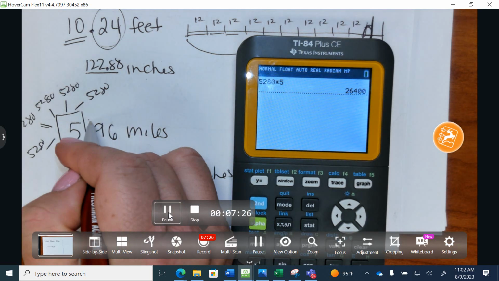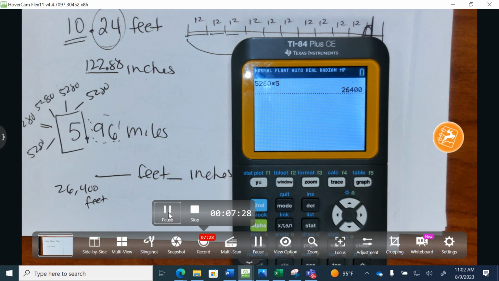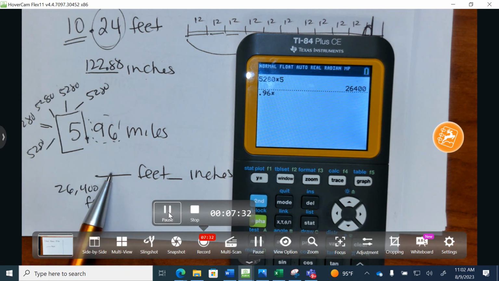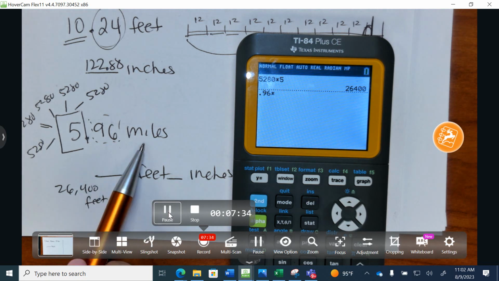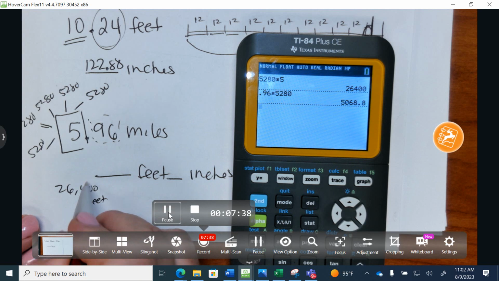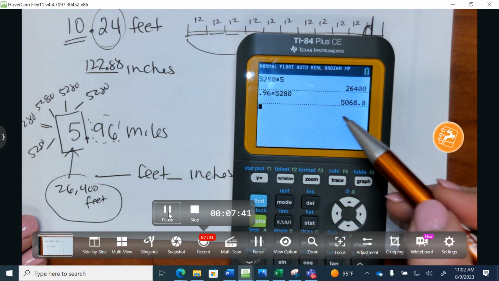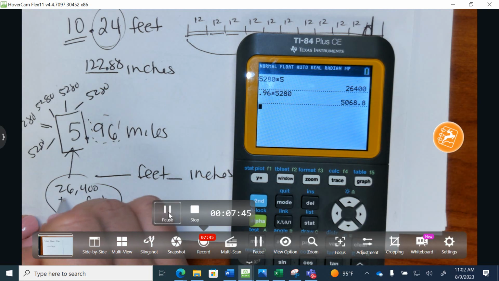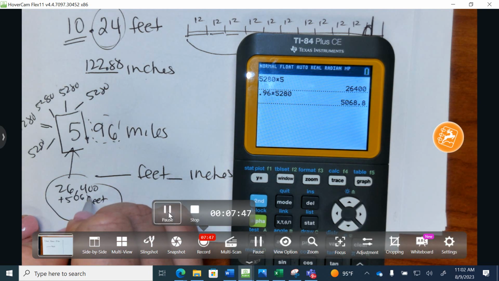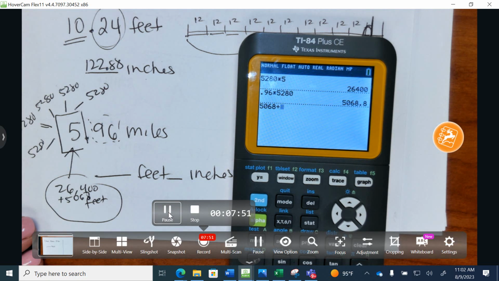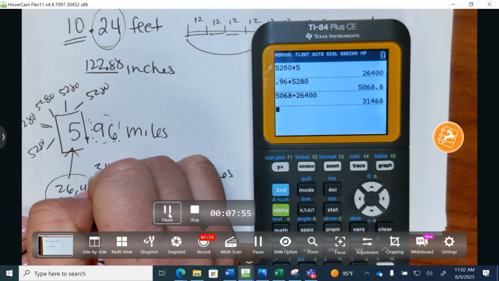Now I need to figure out how many feet are here. We're almost up to 6 miles. So I take 0.96 and I ask myself, how many feet? You always go backwards. How many feet are in a mile? 5,280. And so to this portion, I'm going to add 5,068. That's my whole portion of feet.